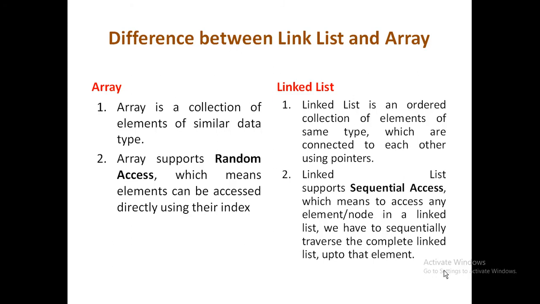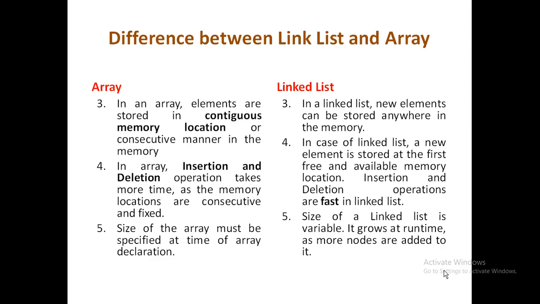Any element can be accessed with the help of an index, whereas linked list supports sequential access. To access any node in the linked list we have to traverse it from the first node. In array, elements are stored in a contiguous memory location, meaning consecutive memory location, whereas in the linked list new elements can be stored anywhere in the memory and there is no contiguous block. We have to link the elements with the help of pointers.